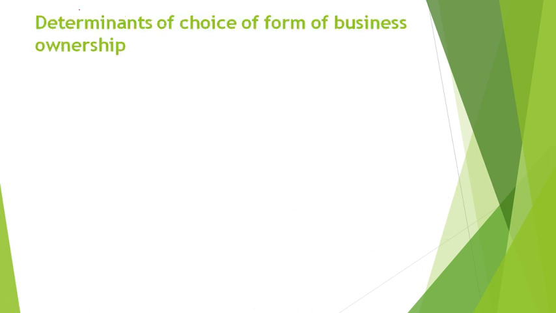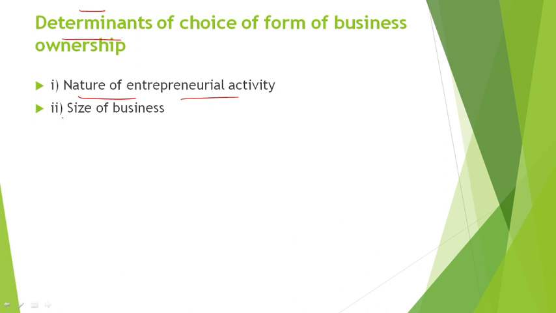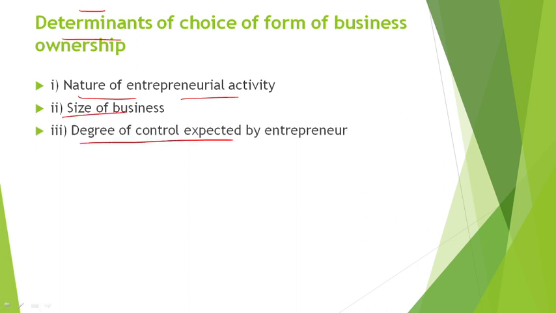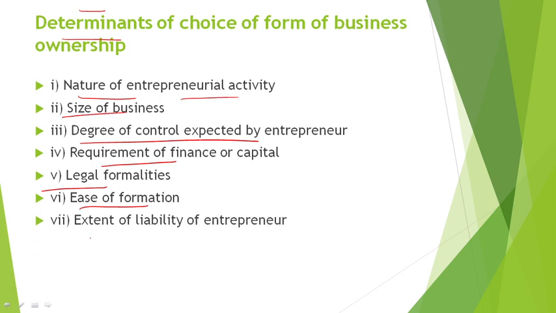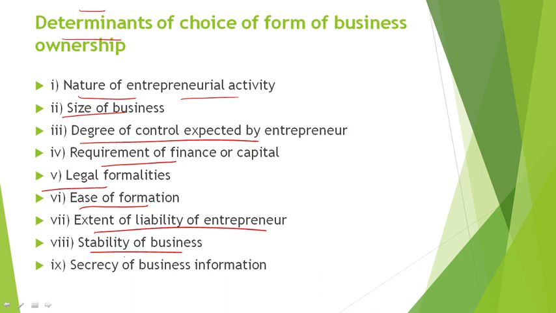Now, what are the factors? How are you going to choose a particular form of business? So, the determinants of choice of form of business ownership: nature of entrepreneurial activity, size of business, degree of control expected by an entrepreneur, requirement of finance or capital, legal formalities, ease of formation, extent of liability of entrepreneur, stability of business, secrecy of business information, winding up formalities.